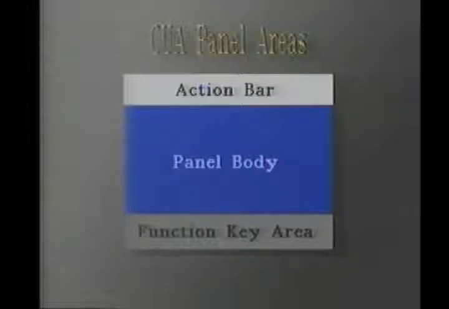CUA specifies for application designers several levels of information to be used during application design. One of the most important levels is the semantic level. We define the conceptual structure of panels. For instance, a panel consists basically of an action bar, a panel body area, and a function key area. Obviously, we go into much more detail in the CUA specification to describe the uses and relationships of these areas.